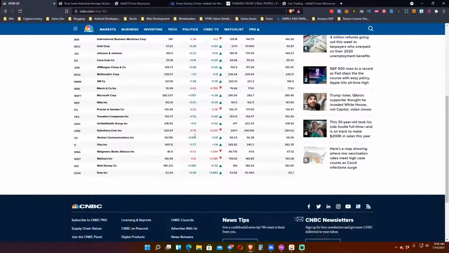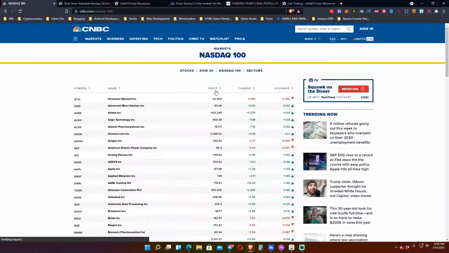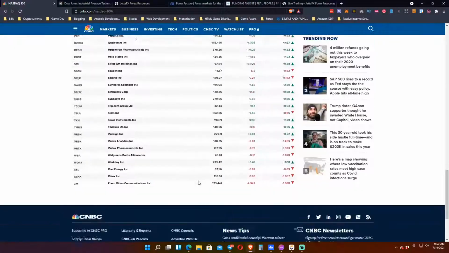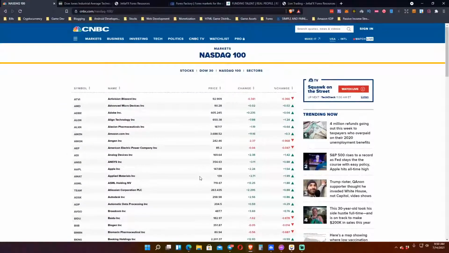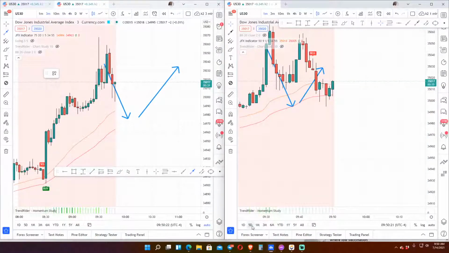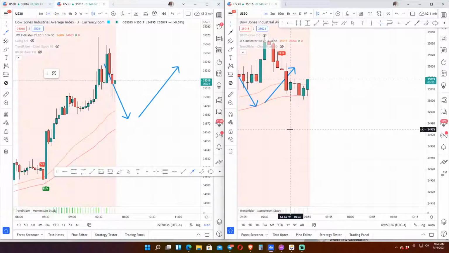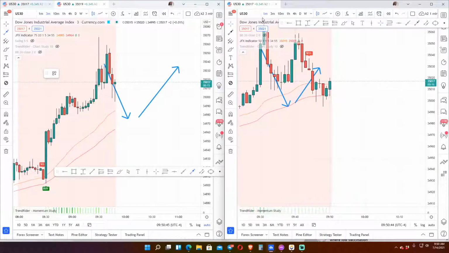Just about almost everything looks green for you. The Dow 30, everything looks about green. It actually looks kind of mixed for Nasdaq, but let's check our chart again. Right now, it seems like it's ranging. And this is on the 1 minute, guys.